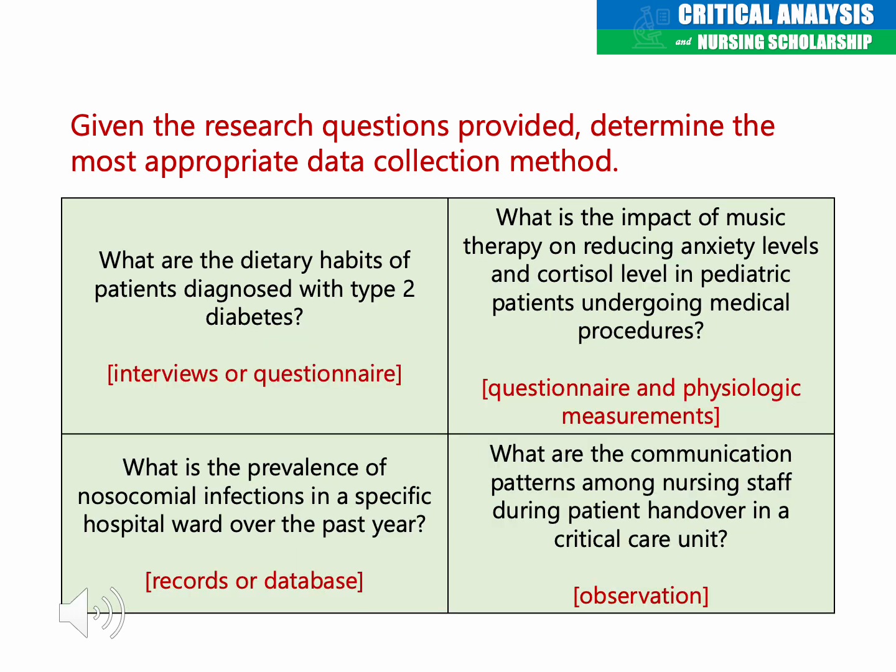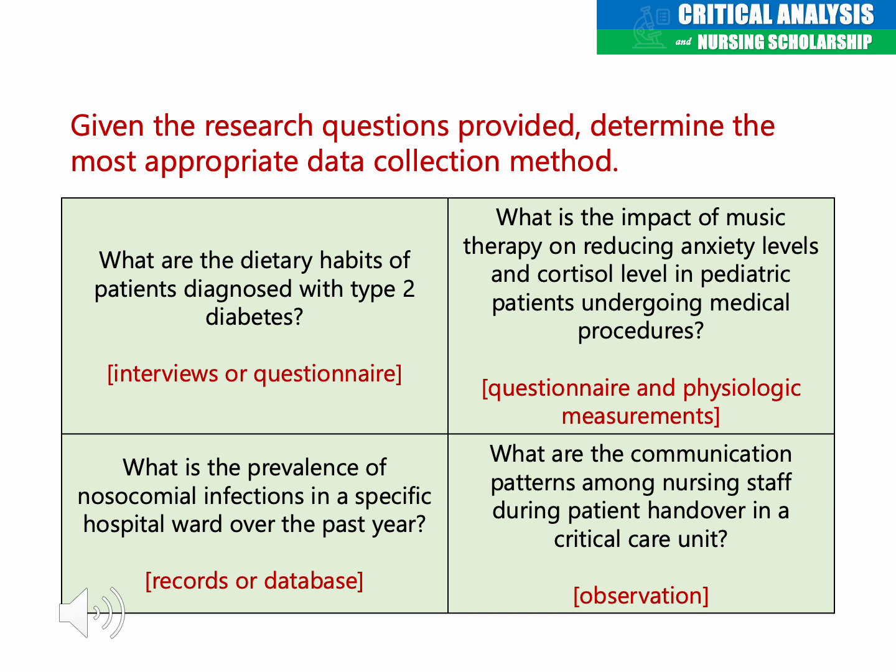Okay, here's the answer. For research question number 1, what are the dietary habits of patients diagnosed with type 2 diabetes? So basically in here you can use self-report using a questionnaire, or probably you can conduct interviews. For the second research question, what is the impact of music therapy on reducing anxiety levels and cortisol level in pediatric patients? Here, most probably you can still use questionnaire, but since it involves cortisol level, you might probably use physiologic methods or physiologic measurement.